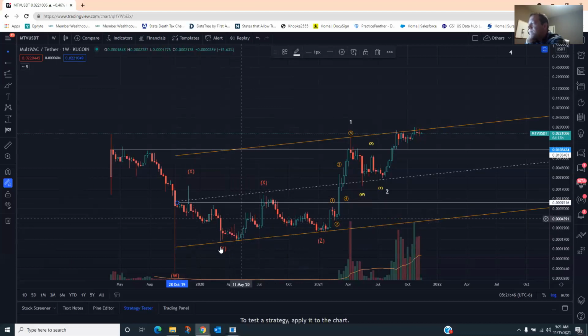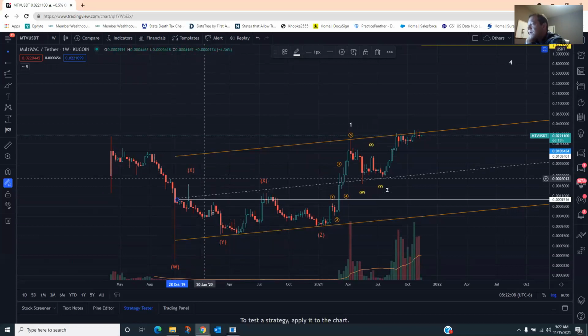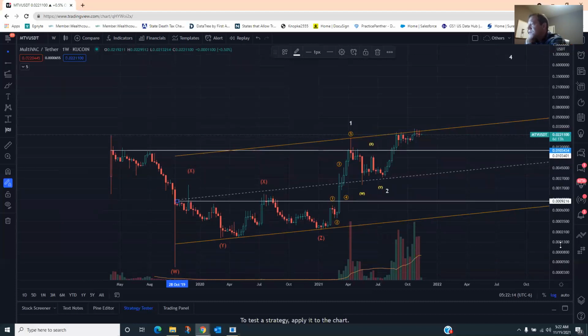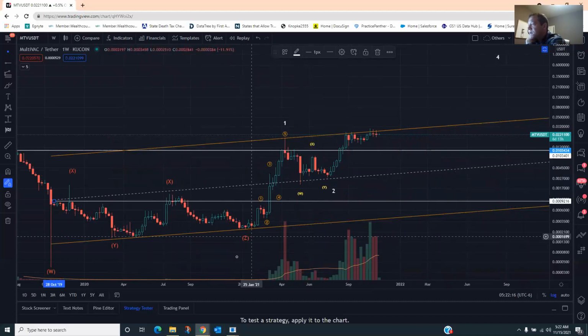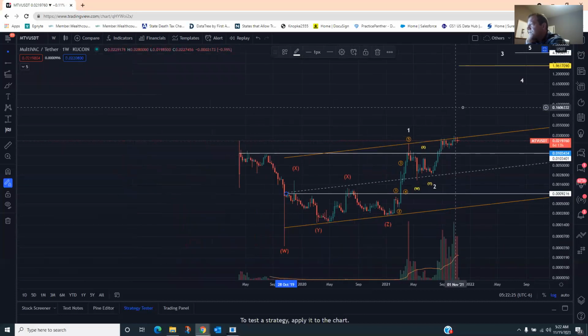Pump back up, which is an ABC actually right here, which creates your X, but got rejected there at that resistance line, came back down here, found your support on the bottom of the channel, and then that finished your WXYXZ, which is a complex correction, and then that's when you begin your impulsive wave up, your 1, 2, 3, 4, 5, and where we found the top of the channel.